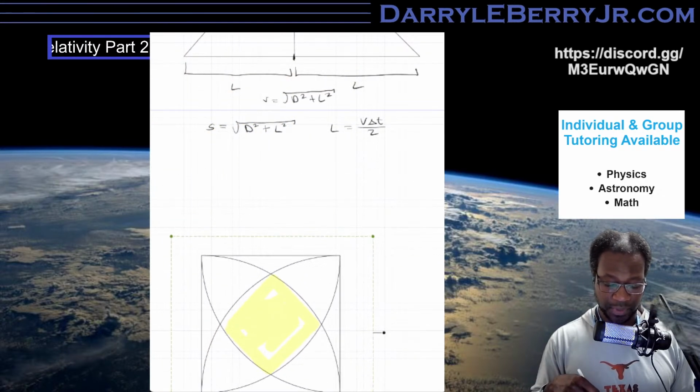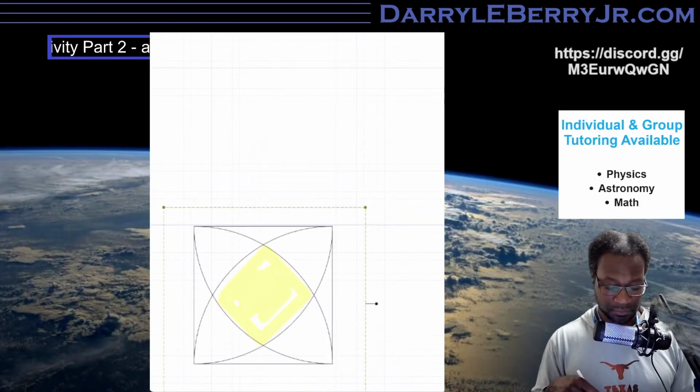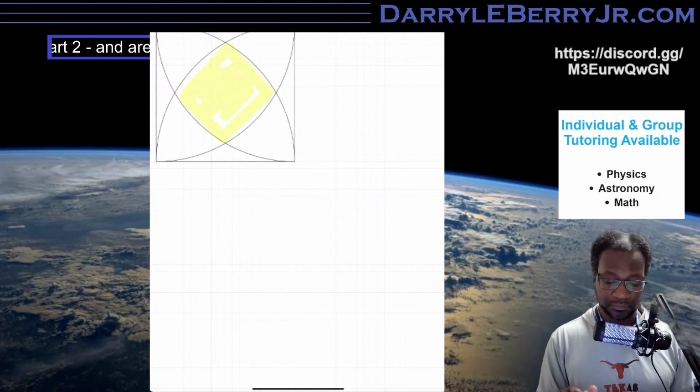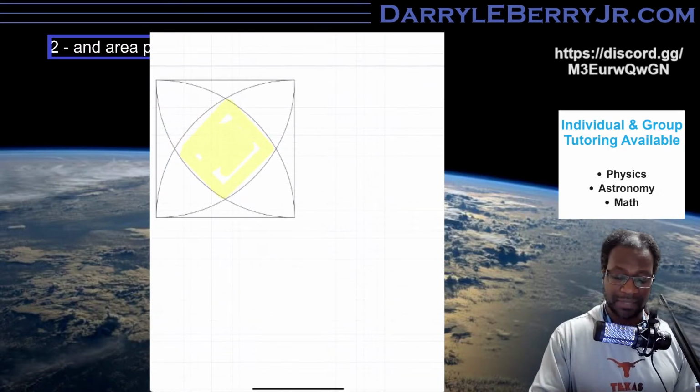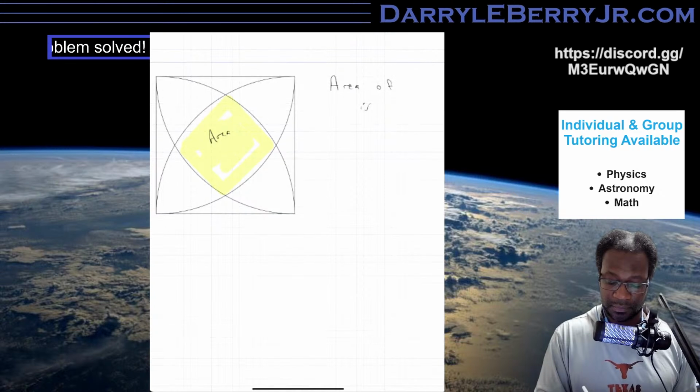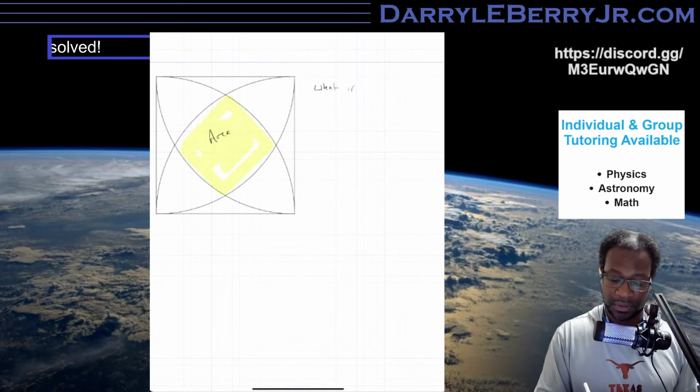And I'll go ahead and start it on a new page. The idea is that we want to find the area of this here. So just say, what is the area of the central region? Ah, awesome, mathematician.